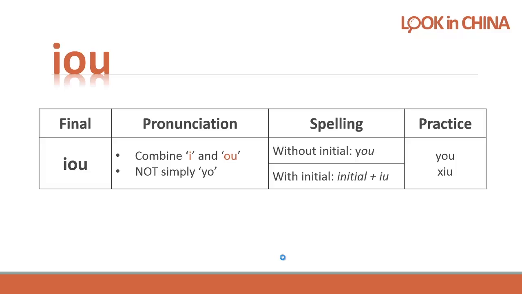And when it's preceded by an initial, it's just spelled as the initial plus I-U. You'll notice that we actually drop the O that's in the middle. Okay, let's take some time to practice with some other initials. Remember, we first say the initial and the final separately, and then we link the two together. Xi, yo, xiu. Xi, yo, xiu.